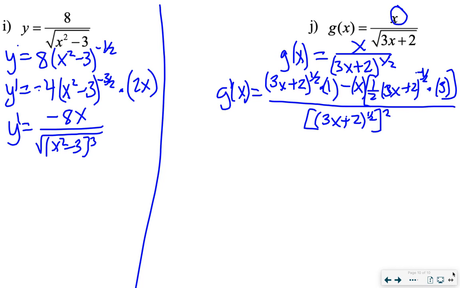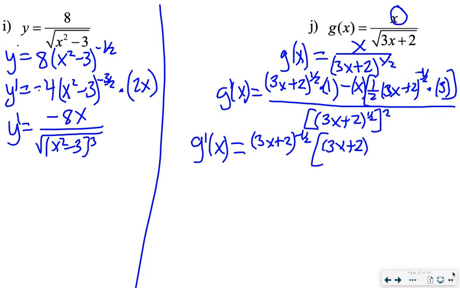Okay, so let's simplify that. I'm going to factor out on my top there a (3x plus 2) to the negative 1/2. Okay, so that's going to leave me with a 3x plus 2. And then a minus 3/2 x. All over a 3x plus 2.